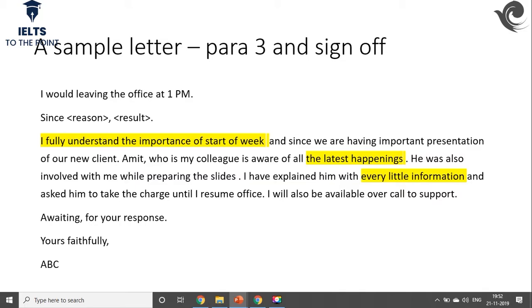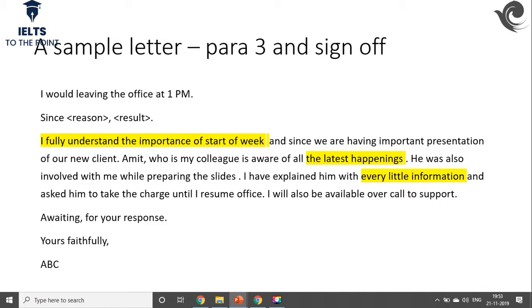Alright, and then from client, how do you go to Amit? I mean, there is no smooth transition over here as well. The ideas are not cohesively bound with each other. Amit, who is my colleague, is aware of all the latest happenings. Again, latest happenings is not something that you would write in an office letter. Alright, you should try and replace that particular phrase by something else. We are going to look into it on the next slide.